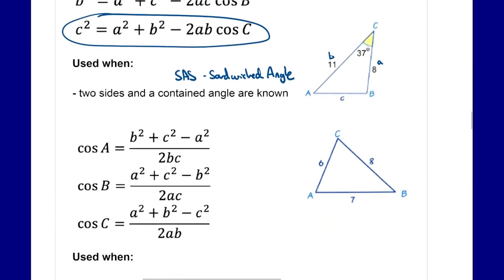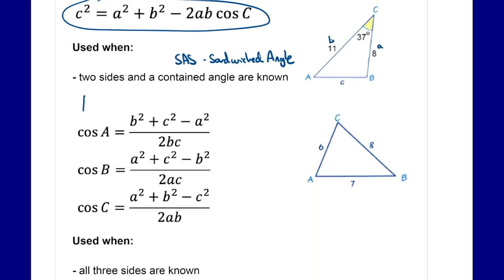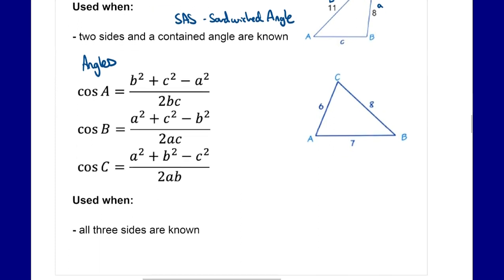The second version of it is when we want to find angles. When we want to find angles, we use a slightly different formula. So cosine A equals b squared plus c squared minus a squared, over 2bc. Again, there are three different versions depending on what angle you're looking for. And this is used when all three sides are known, or SSS.